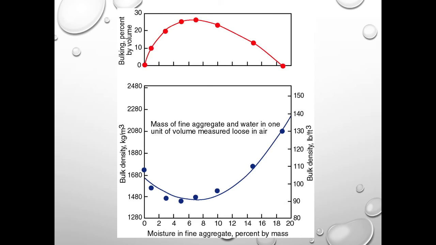Looking at this slide, we can see that if the bulking increases by volume, there is a relationship with the bulk density, whereas the bulk density decreases. So we can see as the bulking increases to a maximum, the bulk density decreases. And then as the increase in moisture content continues and the bulking decreases, the bulk density of the aggregates increases.